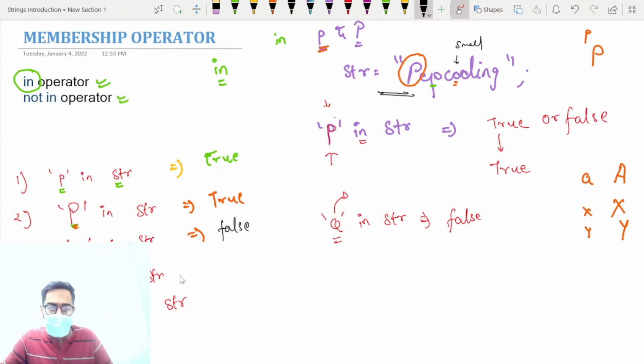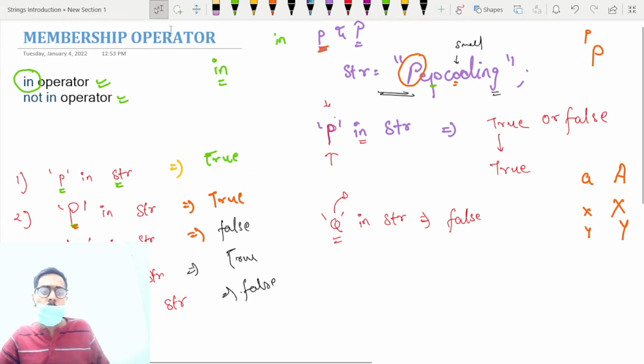Okay. Now, whether G is present in the string or not. Yes, G is present. True. Whether capital G, whether this G is present in the string or not. No, you can clearly see that this G is not present. So the output will be false.